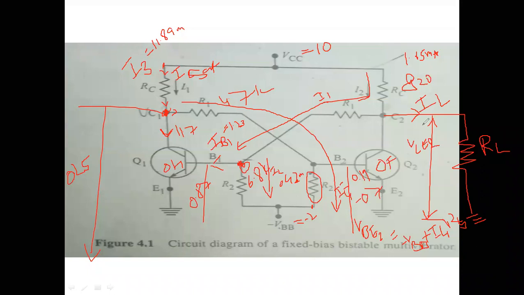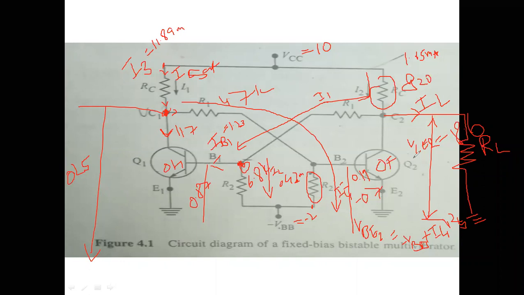And next, VCE. To know this voltage, it is VCC minus the drop here. VCC is 10 volts minus I1 into RC, since I1 current is flowing in this direction. You get 8.6, so this voltage is 8.6.